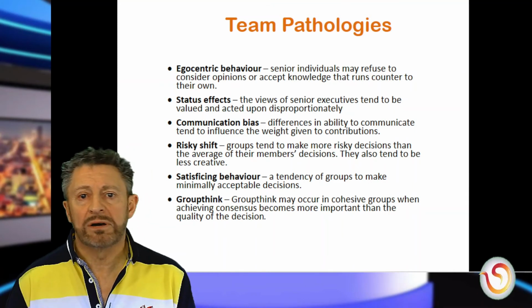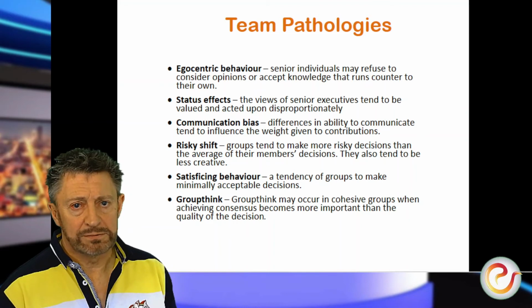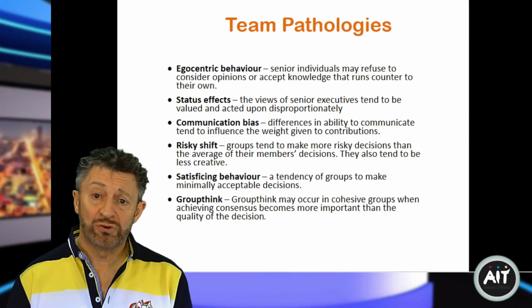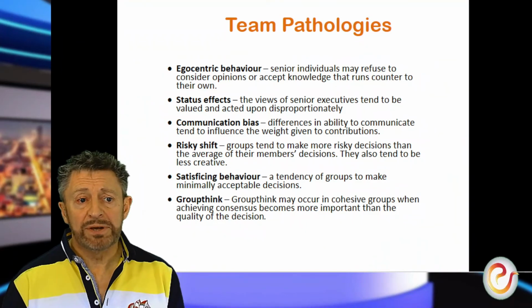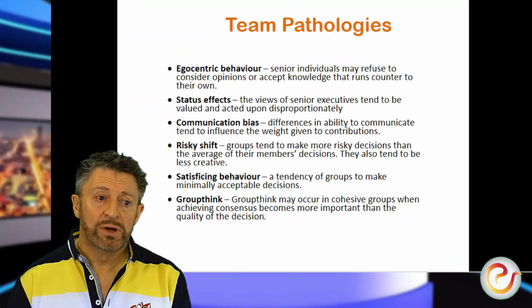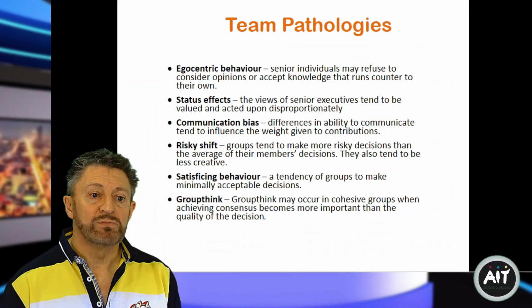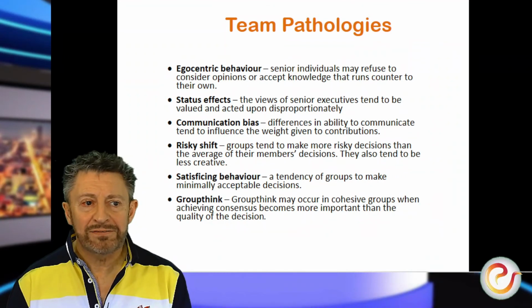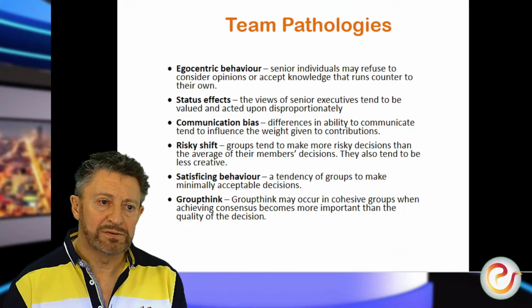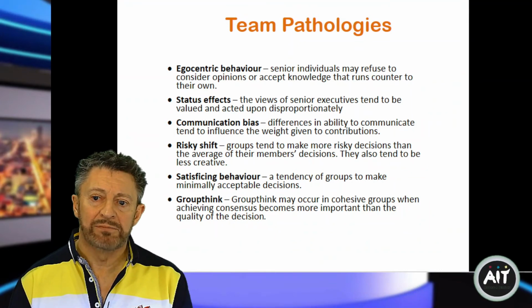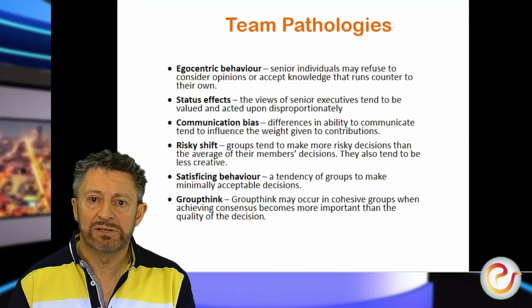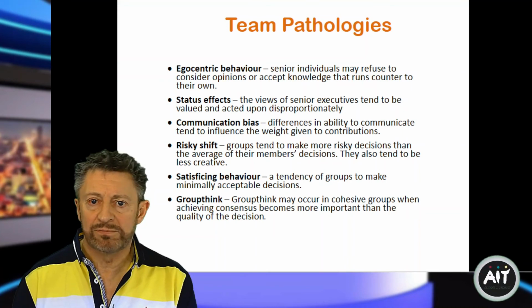And then, of course, the common one, which you probably all would have heard of in terms of pathologies of teams, is groupthink. Groupthink may occur in cohesive groups when achieving consensus becomes more important than the quality of the decision. Again, it follows on from that satisficing behavior: we'll all go with that. We need to get out of here. It's 5 o'clock. Get out of here. Or we don't want to listen to any new ideas from the plant because we've spent enough time.